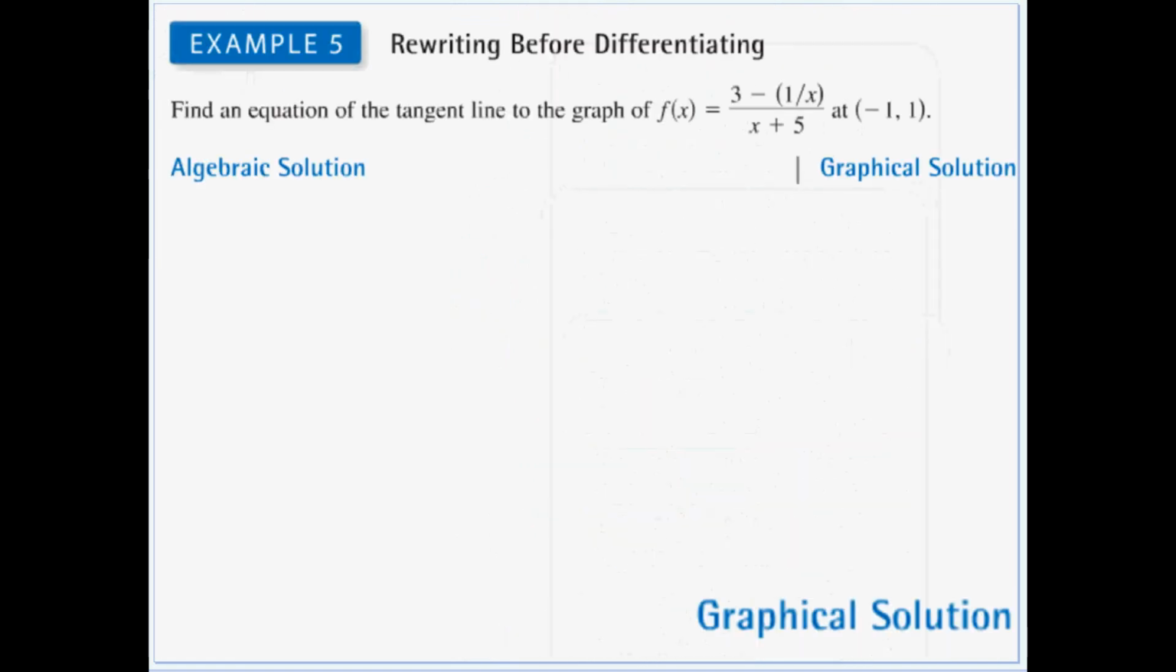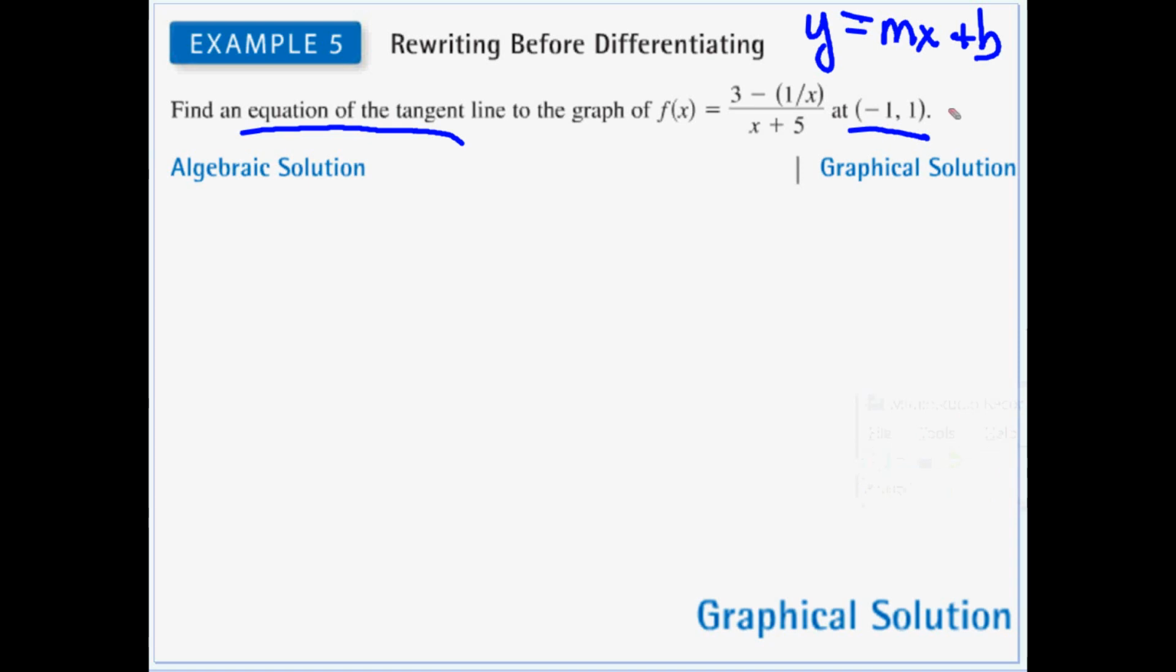All right, here, rewriting before deriving. Find the equation of the tangent line to the graph of f of x, with 3 minus 1 over x as our numerator and x plus 5 as our denominator, and they gave us a point. Because they did say find the equation of a tangent line. So at the end, we're going to have an equation like y equals mx plus b that will be tangent to the graph at that point.